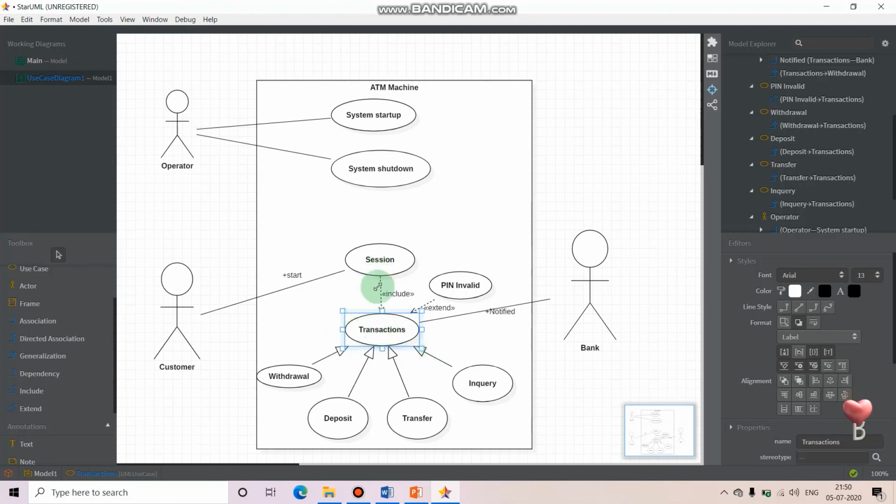Here you can write perform the various transactions. And when he tries to perform the transactions, first he'll be asked for the password or the pin. If the pin is valid, he'll be allowed to do the transactions. Otherwise he'll be shown that the pin is invalid. And if the pin is valid, then these various transactions will be performed and the bank will be notified about it.